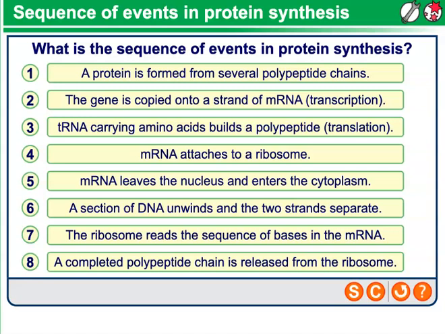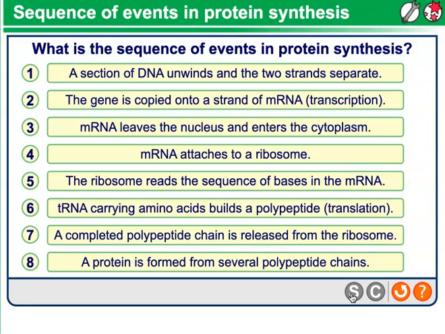So let's review the sequence of events in protein synthesis. Number 1, a section of DNA unwinds and the 2 strands separate. Number 2, the gene is copied into a strand of mRNA, and this is transcription. Number 3, the mRNA leaves the nucleus and enters the cytoplasm. Number 4, the mRNA attaches to a ribosome. Number 5, the ribosome reads the sequence of bases in the mRNA.